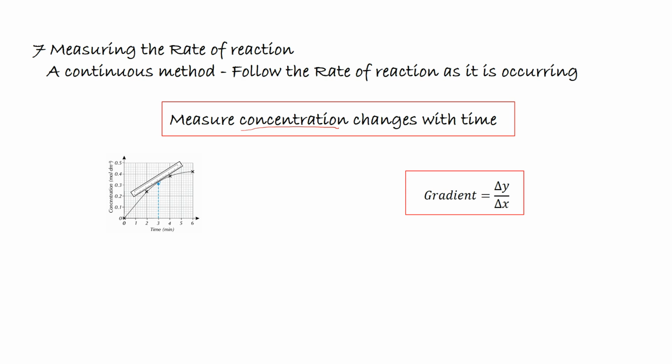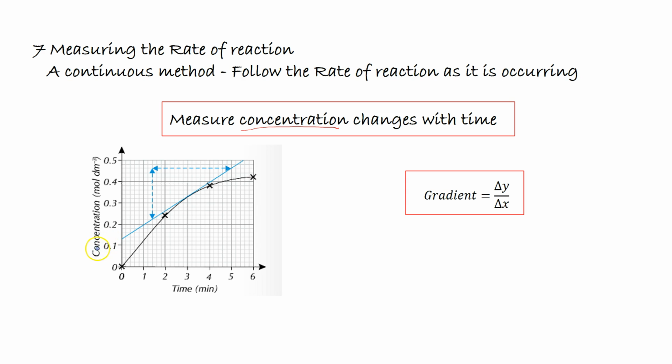This method is all well and good when we've got a straight line, but tends to fall down when we've no longer got a straight line, but our rate of reaction actually changes with time. So in this instance, let's say we're trying to find the rate of reaction at 3 minutes. We have to take the tangent to that line by placing a ruler on the curve that just touches the line and drawing a straight line, what we call a tangent to that curve.